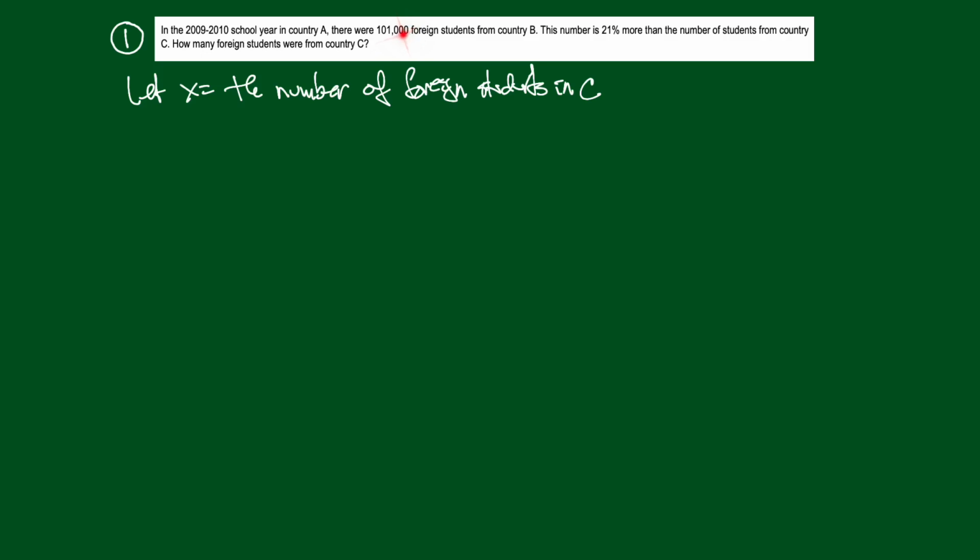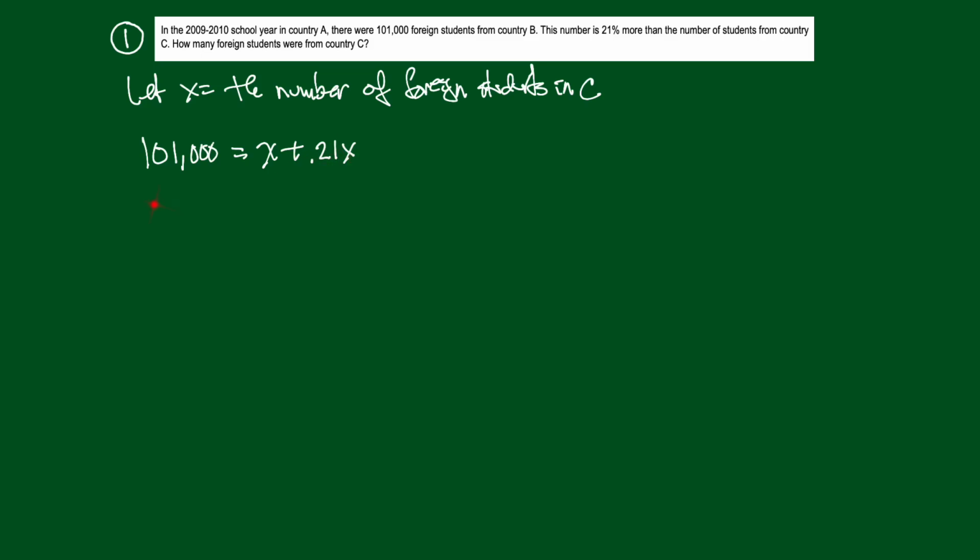Now, this number, 101,000, is, now it says this, 21% more than the number from country C. Now, the number in country C, that's x, plus 21%, 0.21 of x, more, right? Here's the number in country C, so add 21% times country C.